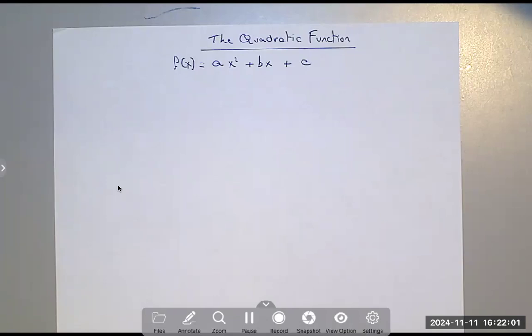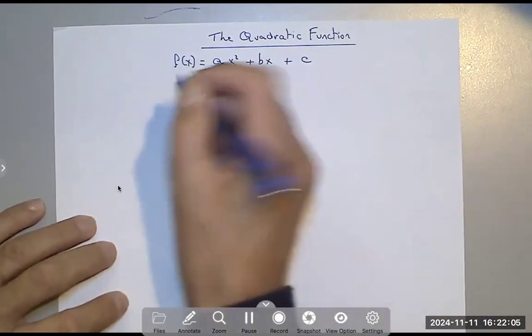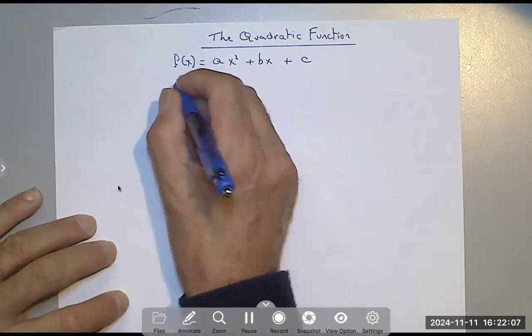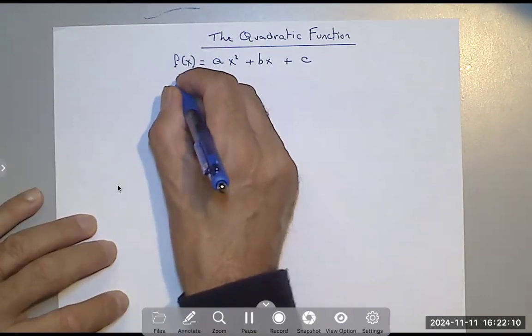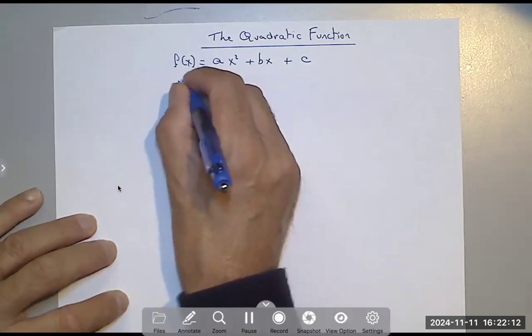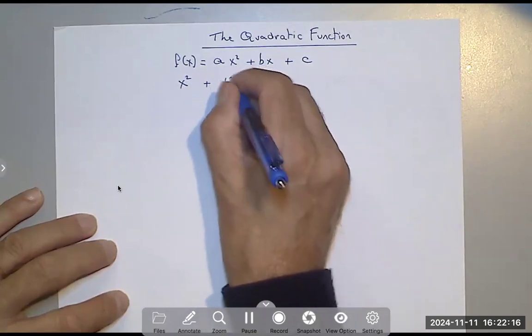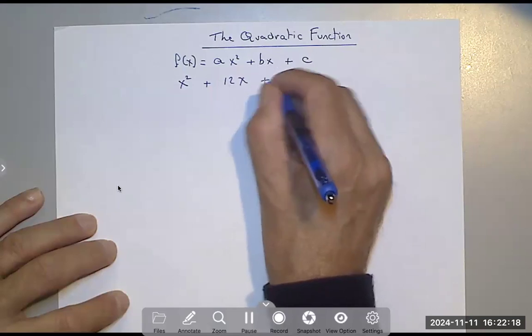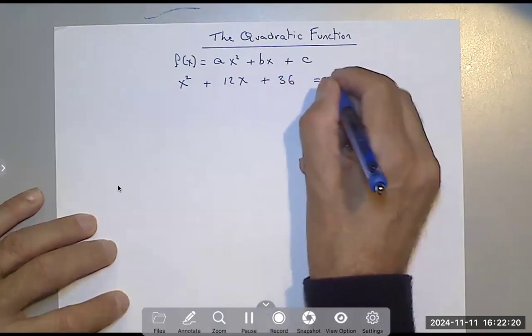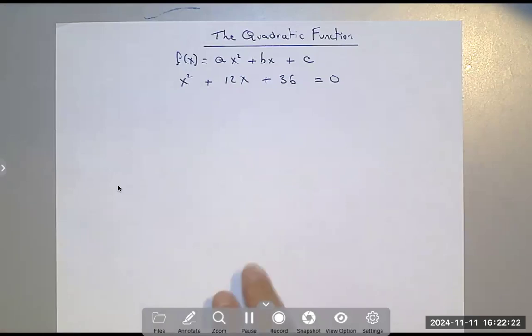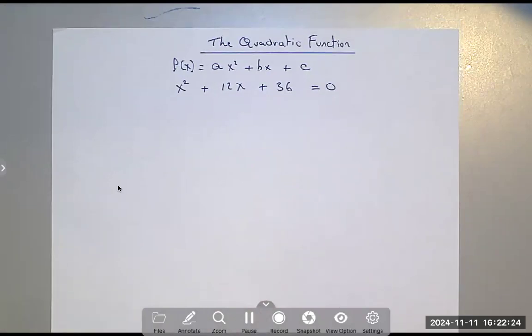Let's take an easy function, another one. So suppose I have an equation that says x squared plus 12x plus 36 equals 0. And I want to factor that.